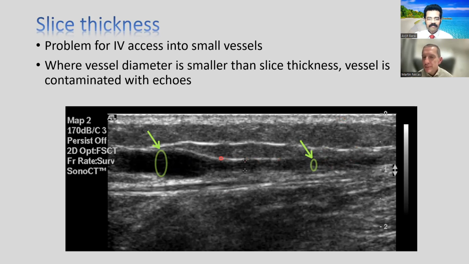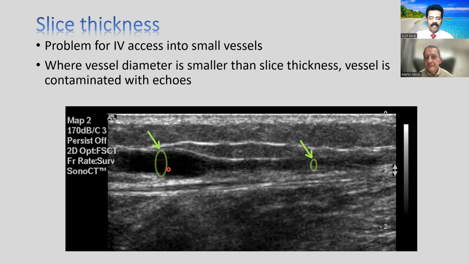It's just so small that the beam width is wider, and some of the fatty tissue from behind and in front is projected into the vein, causing contamination and basically making it full of echoes. Where the vein is wider, the diameter of the vein exceeds that of the slice thickness, and then you can visualize the vein clearly. So the larger the object, the less it is prone to slice thickness artifact.